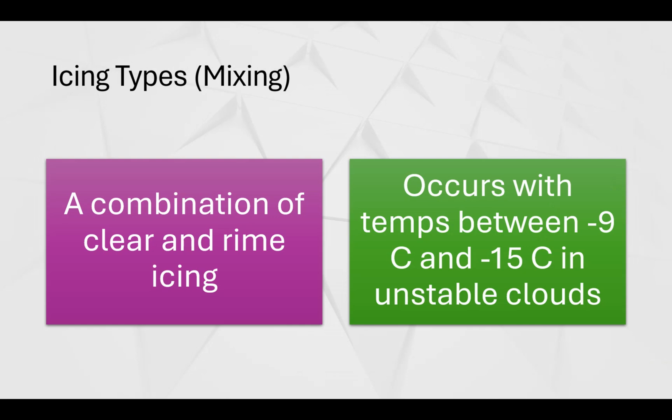For mixed ice type, we have a combination of both clear and rime icing. And this mixed ice type is going to occur with temperatures between -9 degrees Celsius and -15 degrees Celsius in those unstable clouds. Now, unstable, I'm already thinking of cumulus clouds, those cotton ball type clouds.